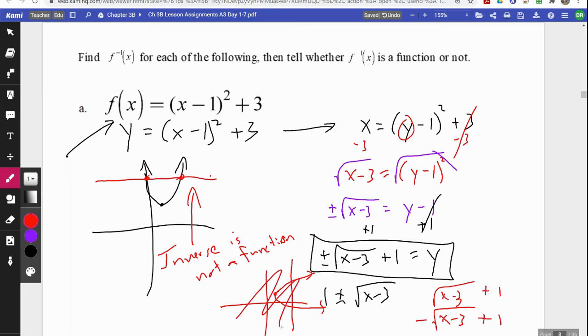So to sum it up, find the inverse, that's f to the negative 1. Looks like that's just a notation for inverse function. So find the inverse for each function, then tell whether it is a function or not. Well, if I graphed this thing and did a horizontal line test, well, I already knew this part. It failed the horizontal line test. The inverse is not a function. But to find what the inverse is, this is the process. Swap your x and y and solve for y.